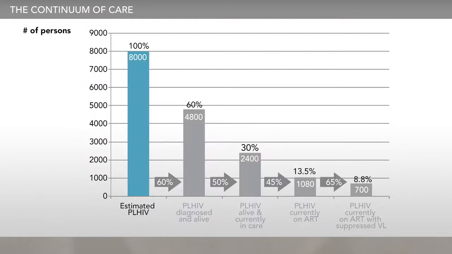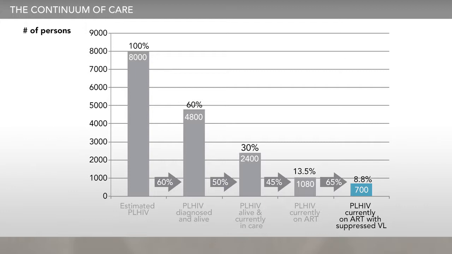In this figure presented here, we see that the first bar shows the number of people estimated to be living with HIV. The second bar, the number and proportion of people living with diagnosed HIV who have ever been tested and are still alive. The third bar represents the number and proportion of people living with HIV currently enrolled into care, while the fourth bar, the number and proportion of people living with HIV currently on treatment, and the last bar, the number and proportion of people living with HIV on treatment who are virally suppressed.